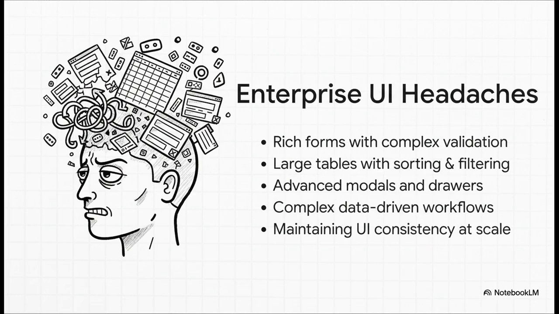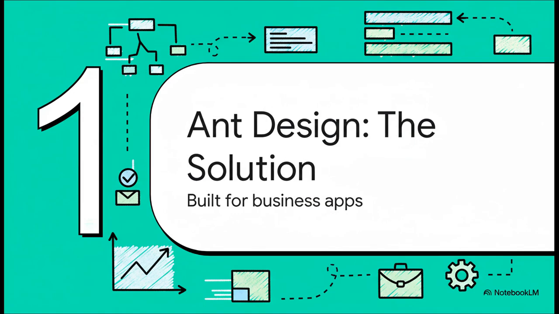And these right here, these are the classic headaches. We're not talking about your average marketing website. We're talking about forms with crazy validation rules, tables with thousands of rows that need sorting and filtering on the fly, and trying to keep everything looking consistent across an app that has hundreds of screens. It's a massive, massive challenge. And this is exactly the problem Ant Design was built to solve. See, it's not trying to be a jack of all trades. It was purpose-built, laser-focused on the unique, often painful challenges of building business applications.